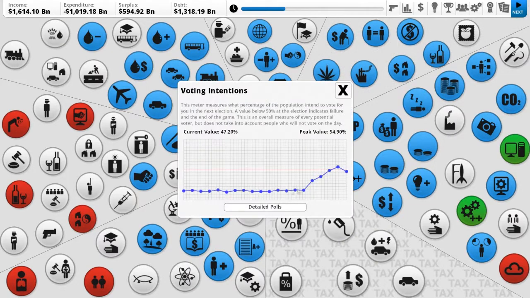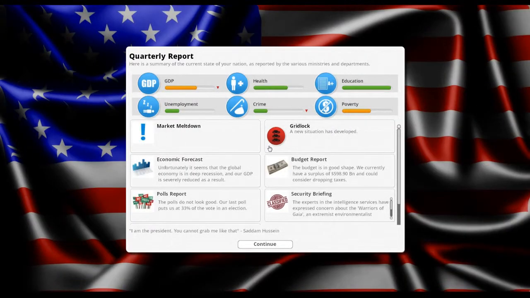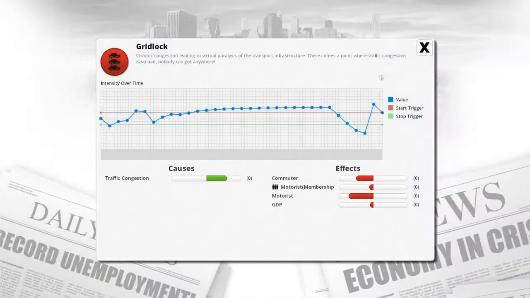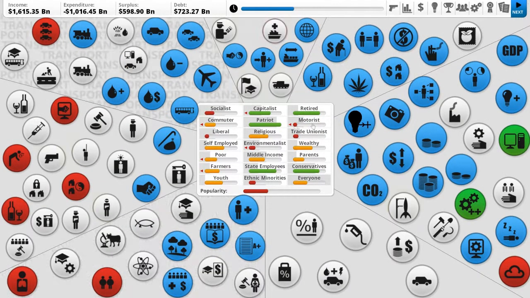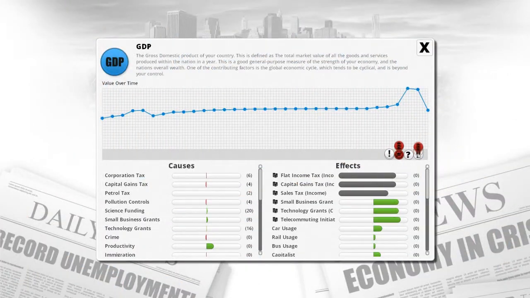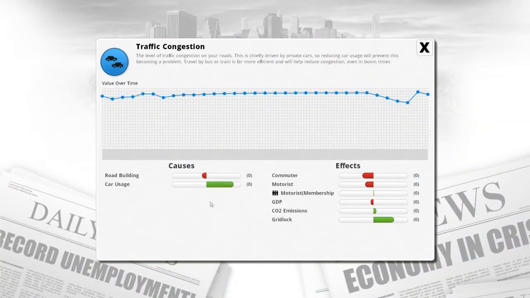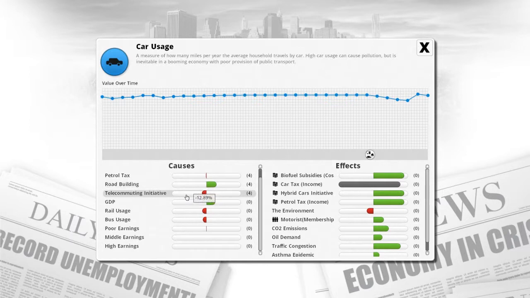And, wait. Oh, crap, I don't have a good percentage of the electorate. New grid... Oh, crap. Okay, so now we got only 33%. You know, I might, oh, gosh. I don't know why that happens, to be honest. Is it the market meltdown? What affected the gridlock? Traffic congestion. And car usage. And GDP.